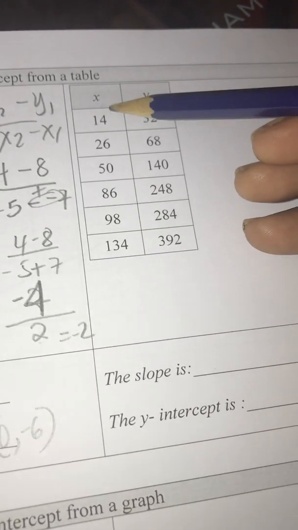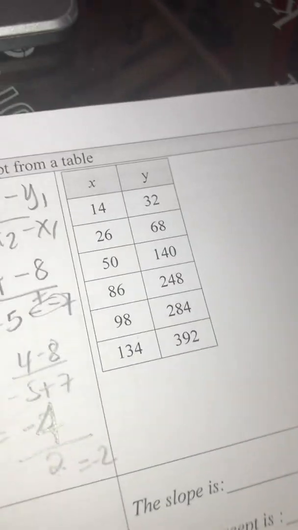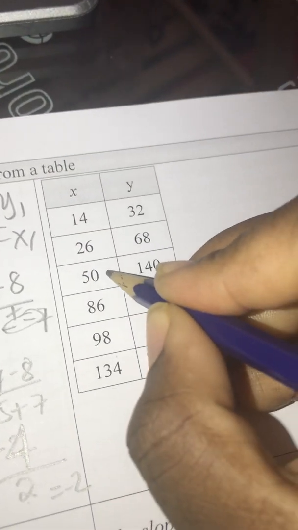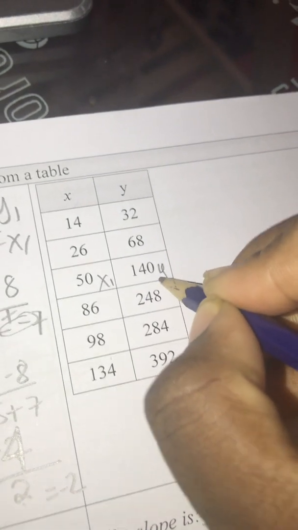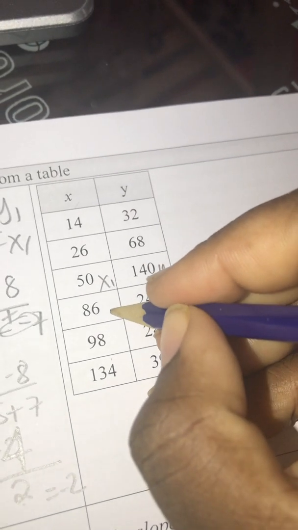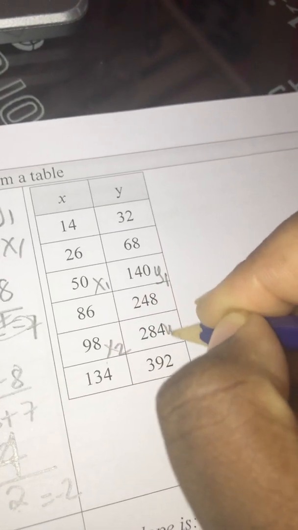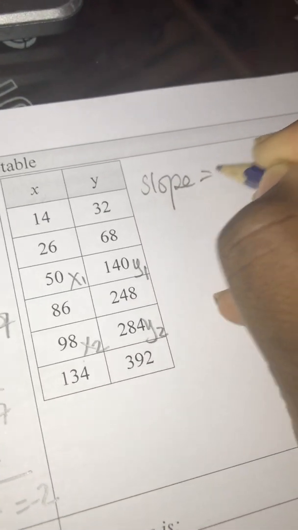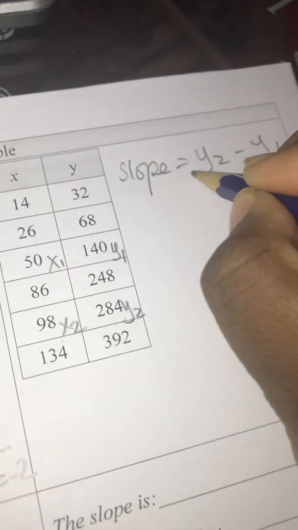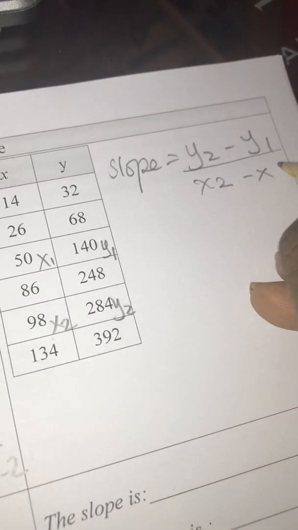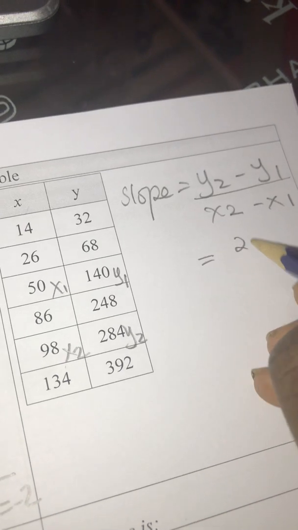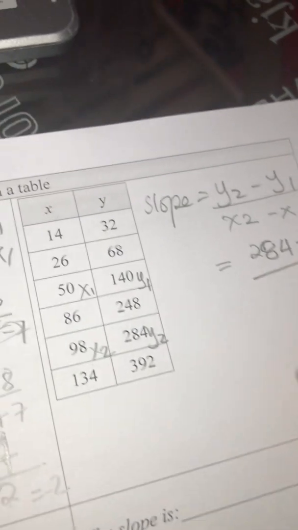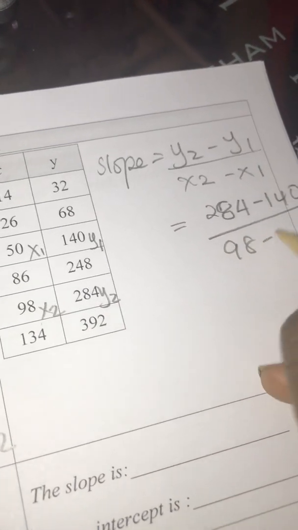I do the same thing here. I don't see x being 0. So that means I will need to calculate. So now here I have to do slope. Doesn't matter which one I do. x1, y1, x2, y2. Pick any 2 points. It doesn't matter. Slope equals y2 minus y1 over x2 minus x1. 284 minus 140 over 98 minus 50.